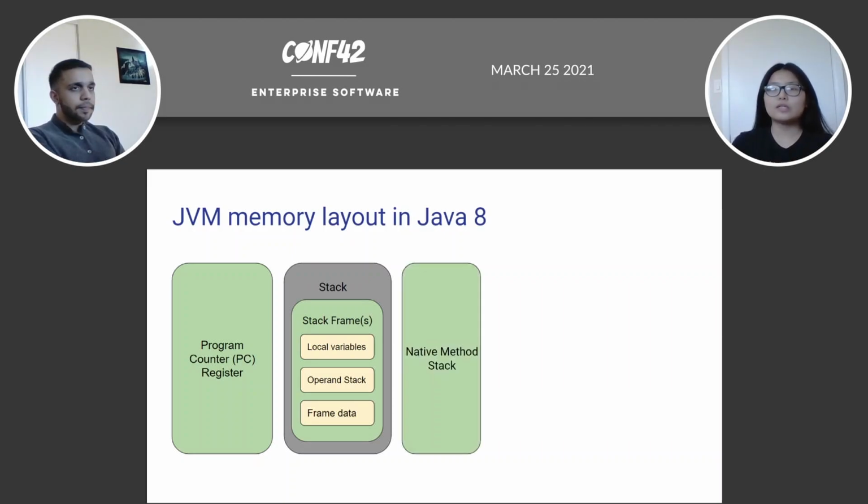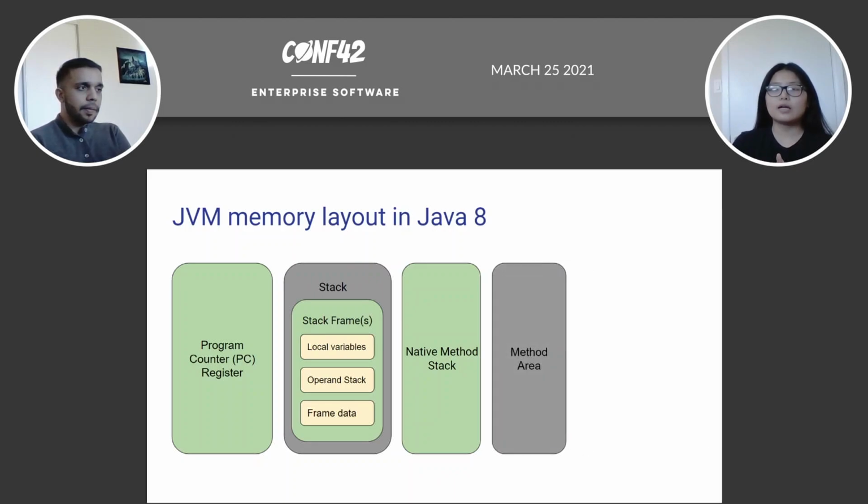And then we also have the native method stack, and the native method stack is similar to a stack, but it will behave differently depending on the native language. So if the native language is C, then the native method stack will behave like a C stack. Inside the JVM memory, we also have the method area, and the method area contains class level information. That includes the static fields as well as the code method. And this is where the constant pool is going to be located.